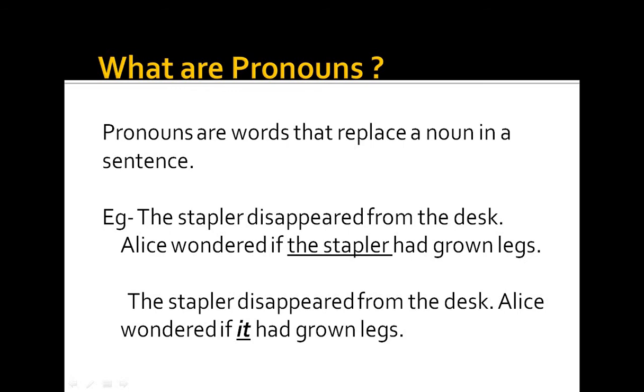The stapler is being repeated twice in this sentence, and let us see how the sentence will look if we replace it with a pronoun. The stapler disappeared from the desk. Alice wondered if it had grown legs. Now it over here is the pronoun which replaces the stapler.